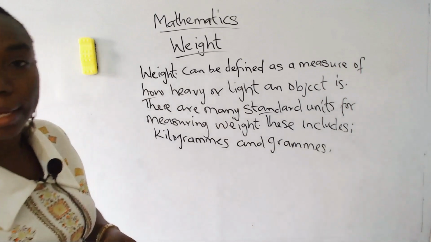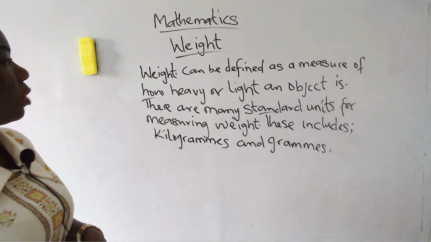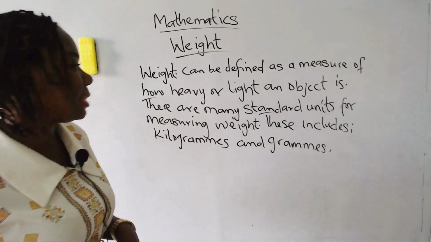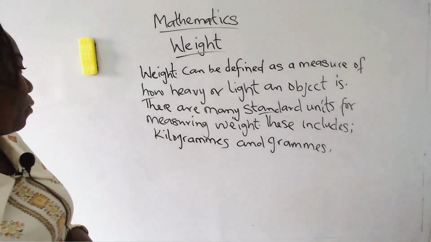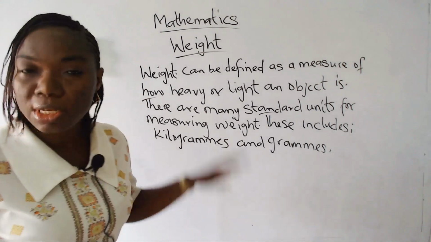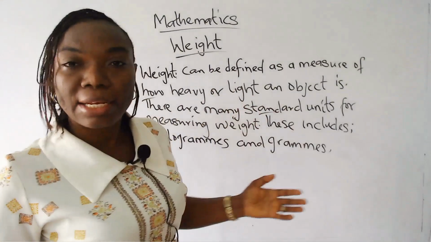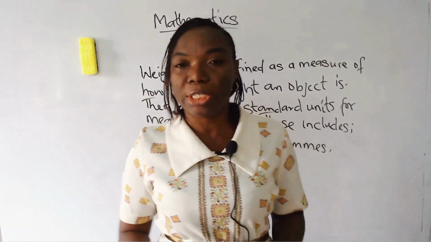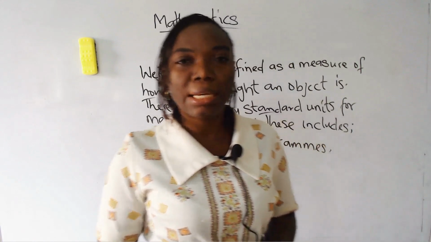Like I said earlier, weight can be defined as a measure of how heavy or light an object is, and there are many standard units for measuring weight: the kilogram and the grams. I said also that there are other common units for measuring weight, which are centigrams and milligrams.